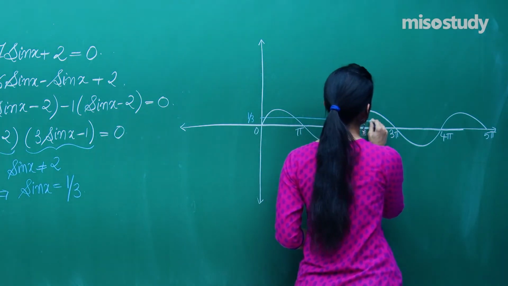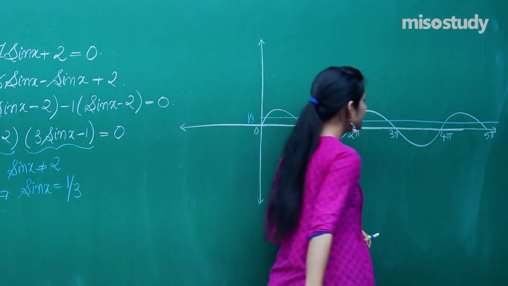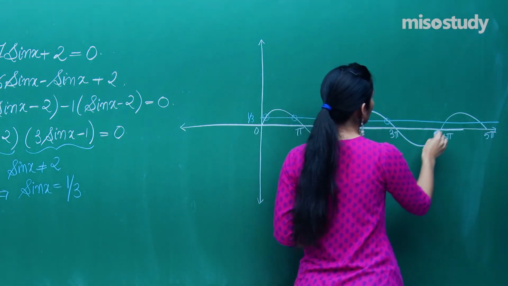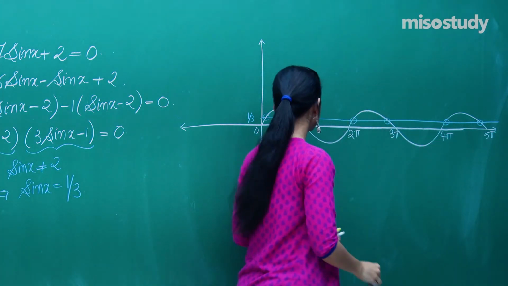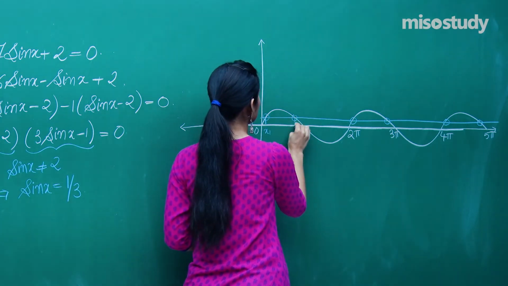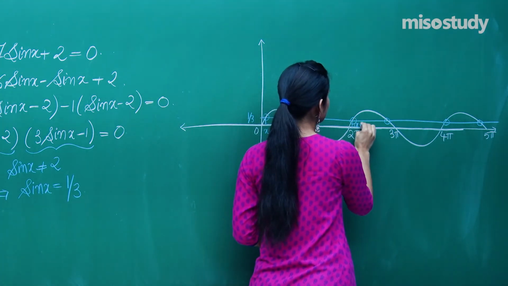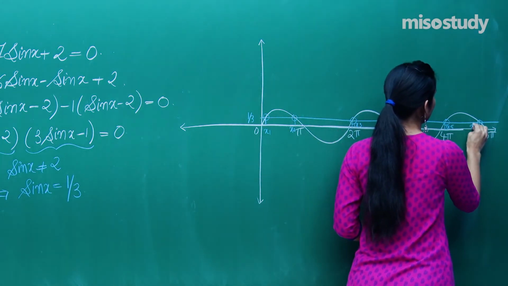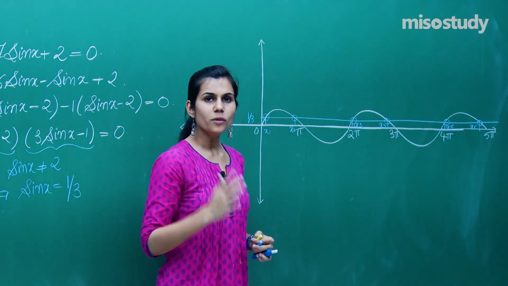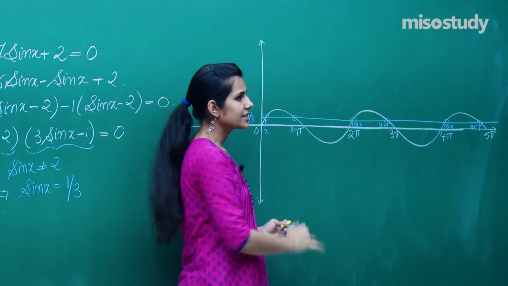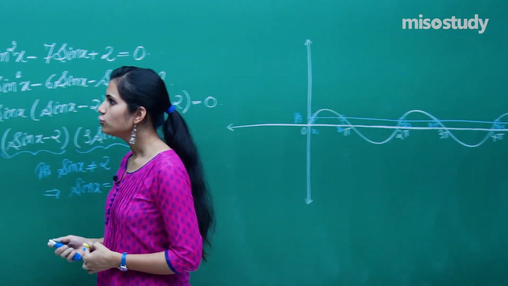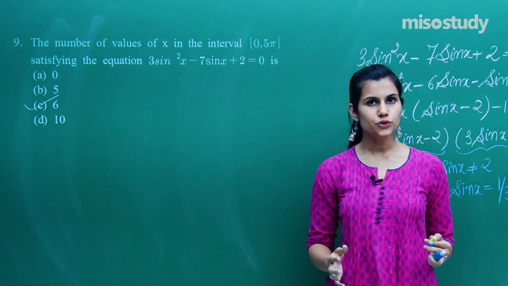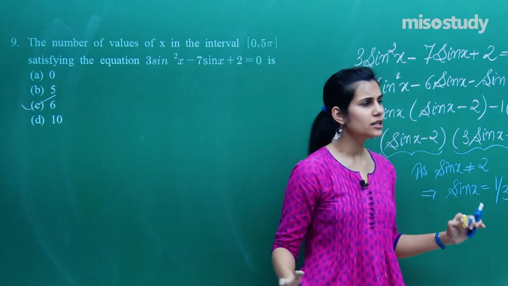So this is how the straight line is going to go. In 0 to 5 pi, 1, 2, 3, 4, 5, 6. So there are x1, x2, x3, x4, x5 and x6. There are 6 x's from 0 to 5 pi at which sine x is equal to 1 by 3. So the solutions are 6 in number. Understood? Pretty easy question, just break the middle term and you have your answer.